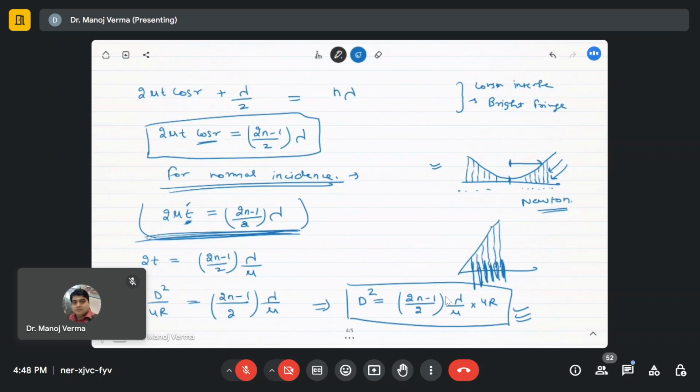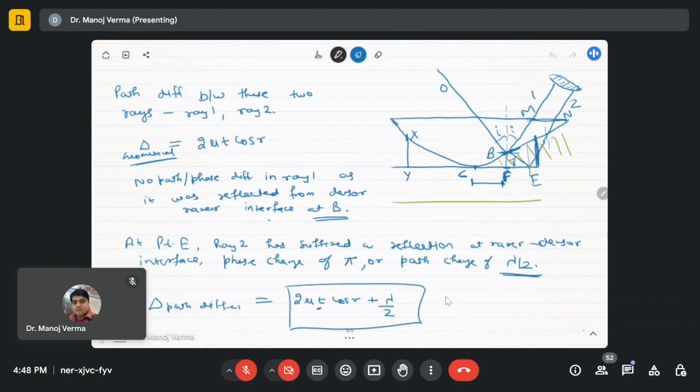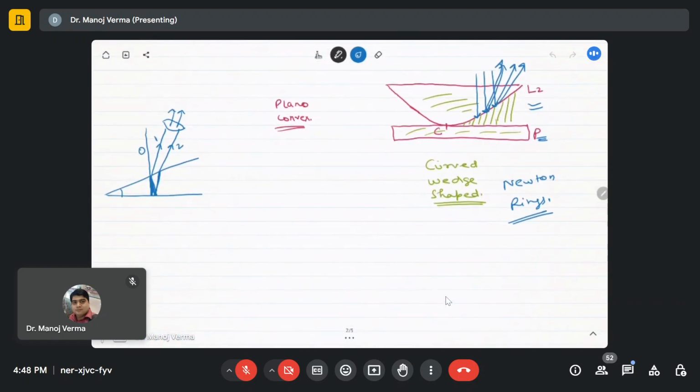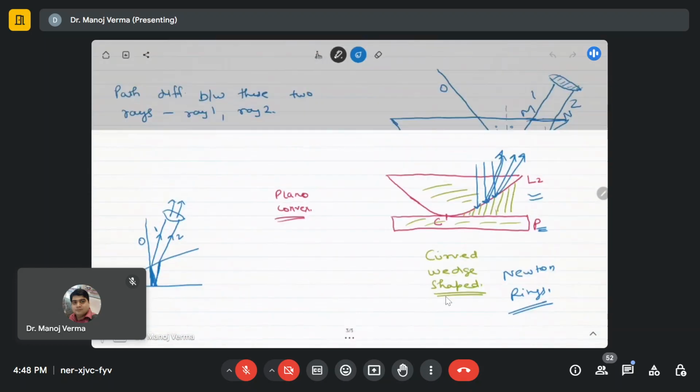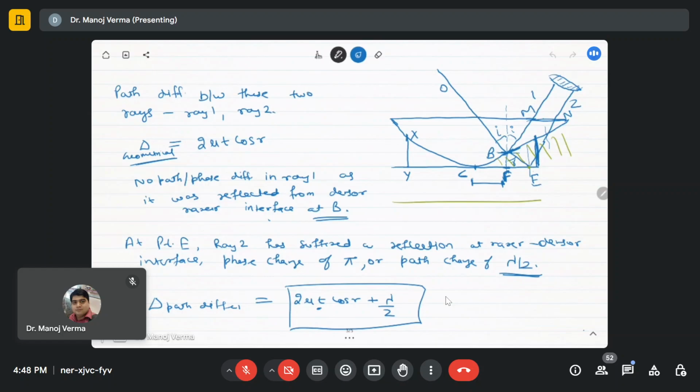This 2 mu t cos r was the path difference created by the film. And in this case, the film was an air column. So you have to remember this. This 2 mu t cos r is the path difference created between ray 1 and 2 because of the air film. And now this mu is of the air, not of the glass medium of which this plano convex lens and this glass plate are made.